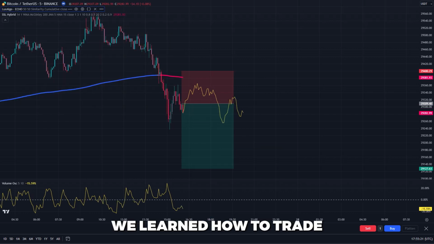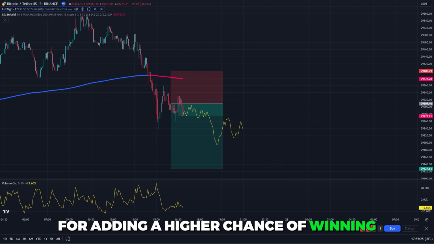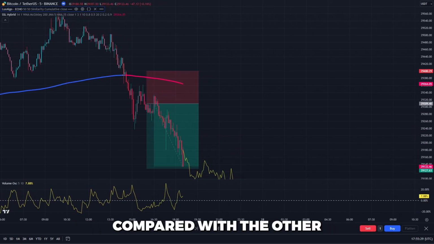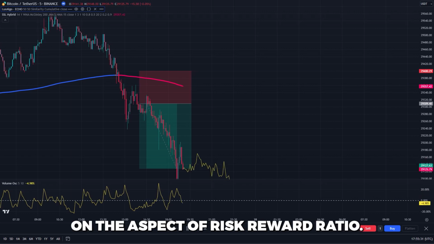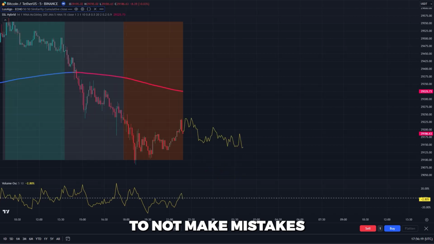Today we learned how to trade using the forecast price indicator with 2 more indicators for adding a higher chance of winning and filtering the fake signals. It seems quite a fine trade compared with other trading systems in terms of risk-reward ratio. Backtest enough before using the trading system so as not to make mistakes.